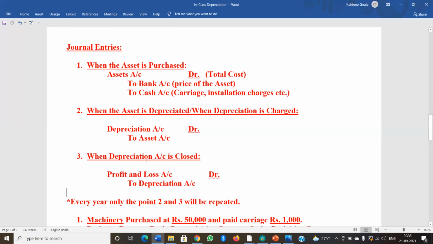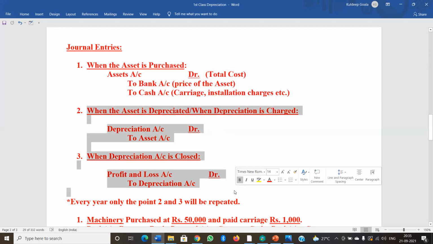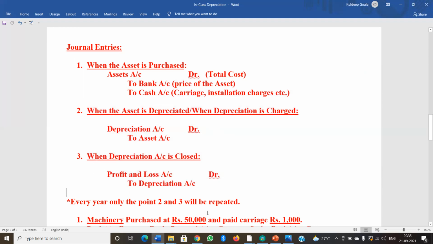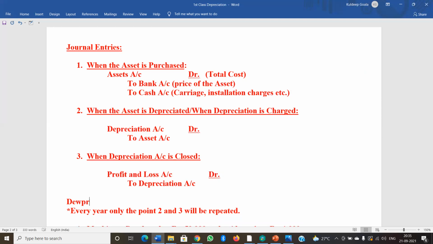Now this is the base entry. This is the first entry which will happen only when you purchase the asset, but the second and the third entry will go on repeating whenever there is depreciation. And remember, my dear children, depreciation is done in two situations.